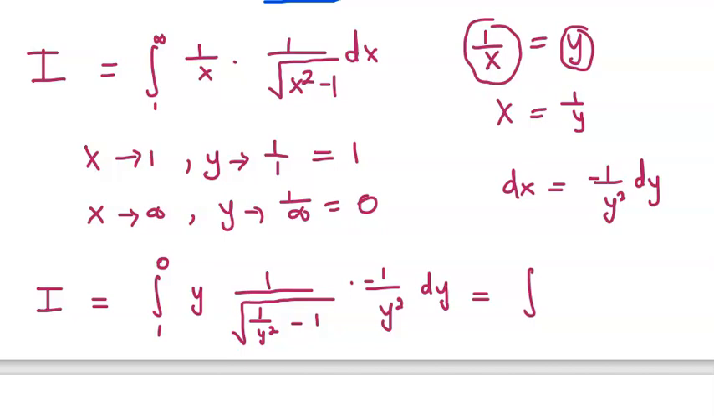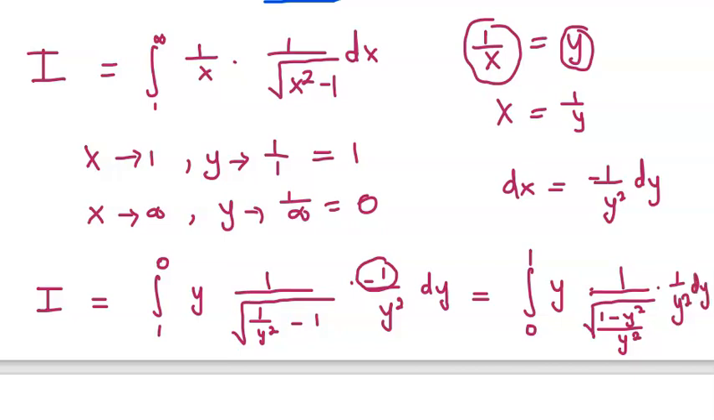Okay, now from here, we're going to flip the limits, right? So we switch the limits to go from 0 to 1. As we're switching the limits, there will be no negative sign here anymore, right? So now we have y multiplied by 1 all over this one here, which is the same as 1 minus y squared all over y squared, just to make a common denominator there. Then this will be multiplied by 1 over y squared dy.